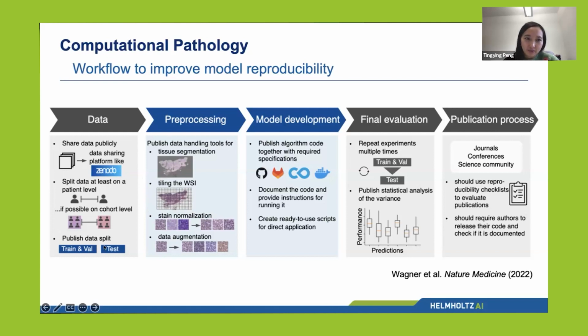It covers getting the data, splitting the training and testing data, pre-processing the data, developing the model, whether it's nice to publish the model, the final evaluation, and also publication. We should not only publish a paper; for the community, it's nice to always publish the model weights so other people can use it more or less out of the box.